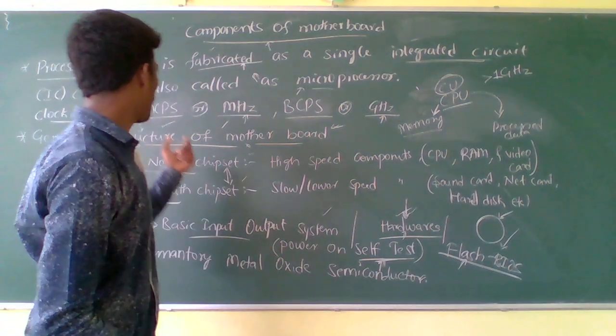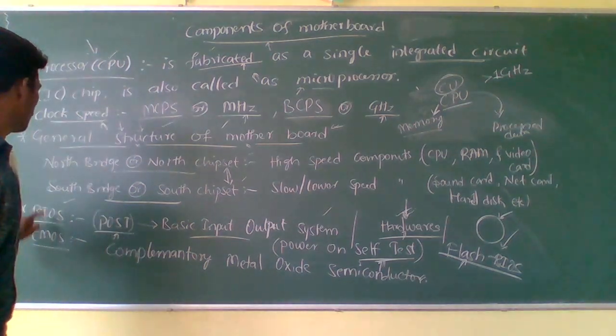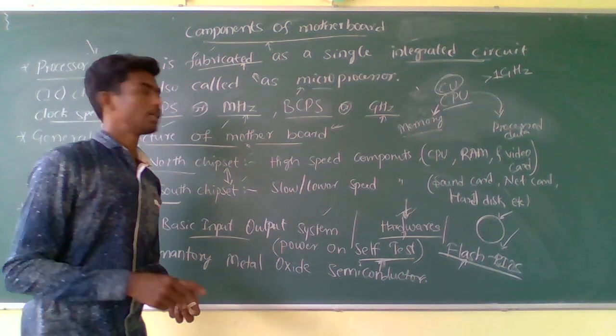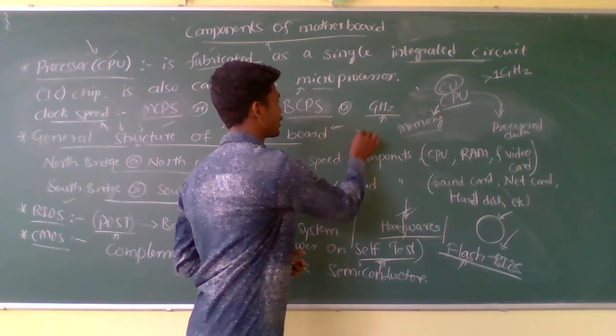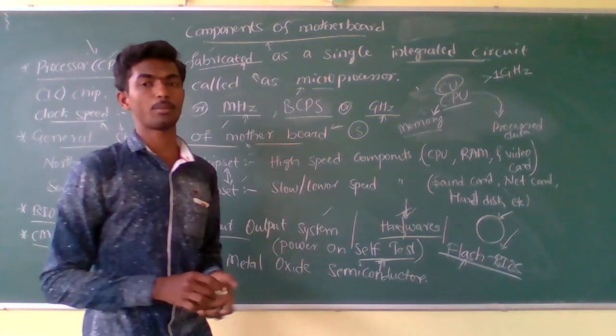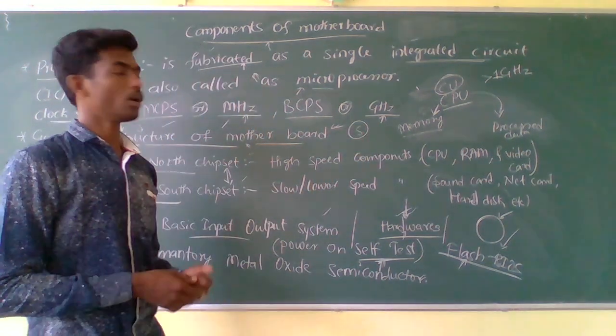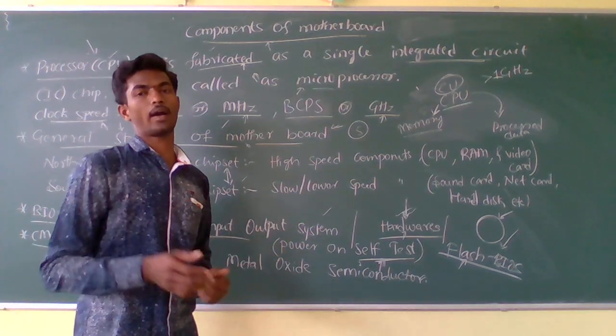These are the components: processor, BIOS, and CMOS. Still, you have five different components remaining. In the next video, I am going to explain those five components.